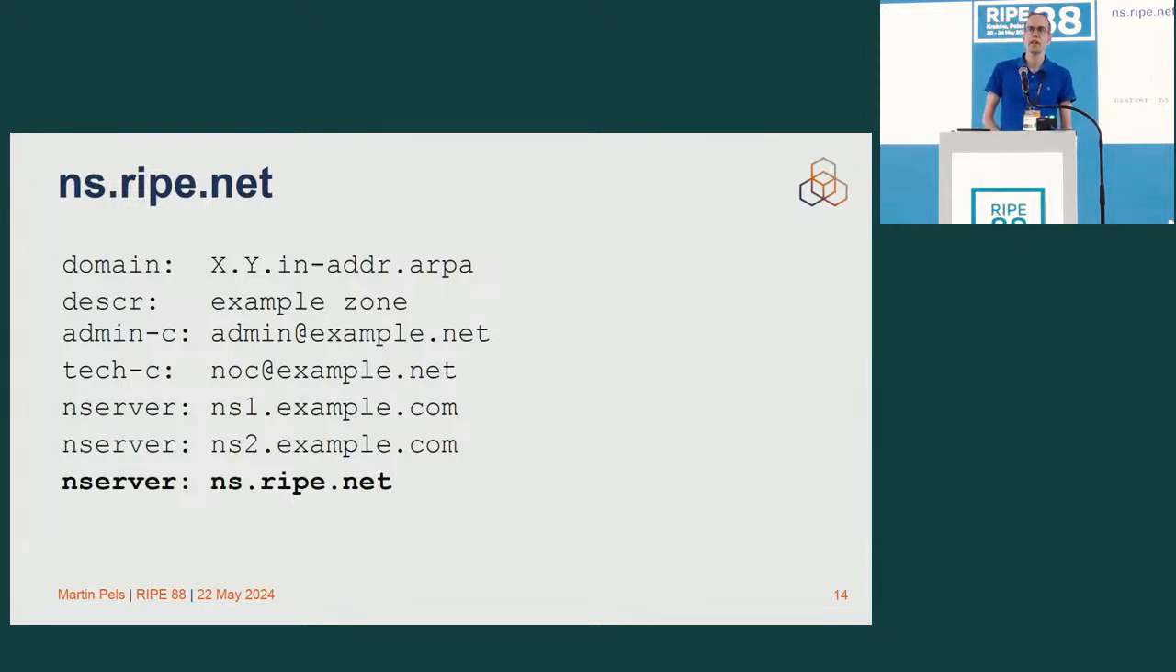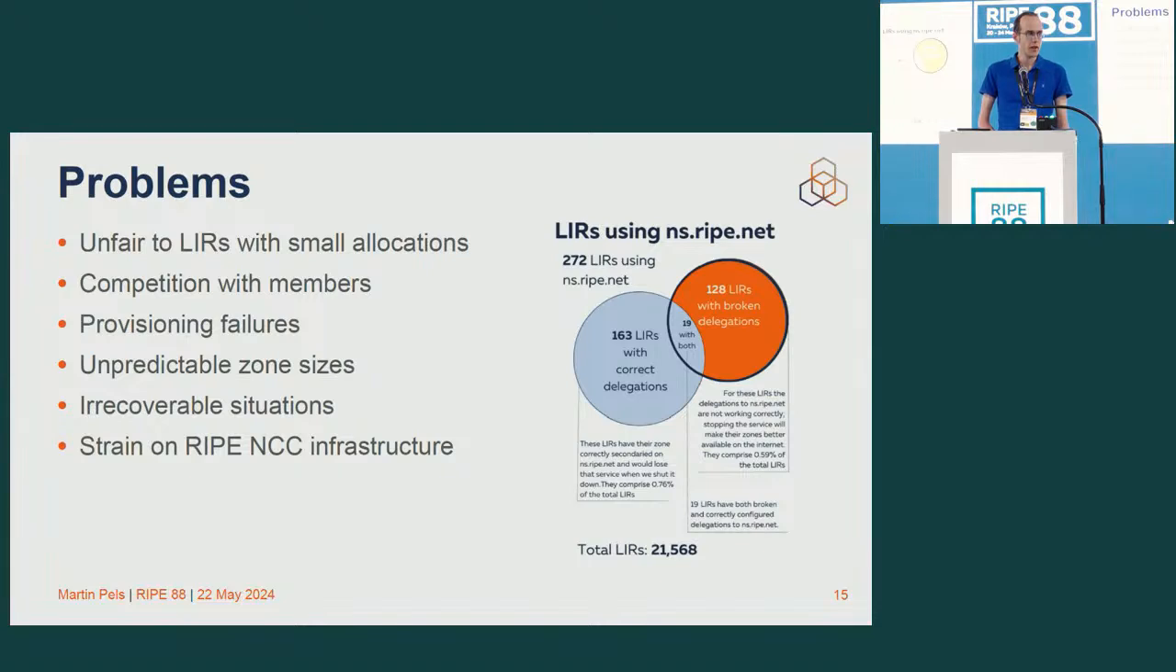So how this works, this is a service for larger LIRs with a /16 or more IPv4 space. And what they could do is they could actually, in their domain object, configure ns.ripe.net as a secondary service and have us serve their zone. Now, this service has been offered for quite a while, but we see lots of problems with it. First of all, it's unfair to smaller LIRs. As I mentioned, you need a /16 IPv4 to be able to apply for this. Not many LIRs have that.